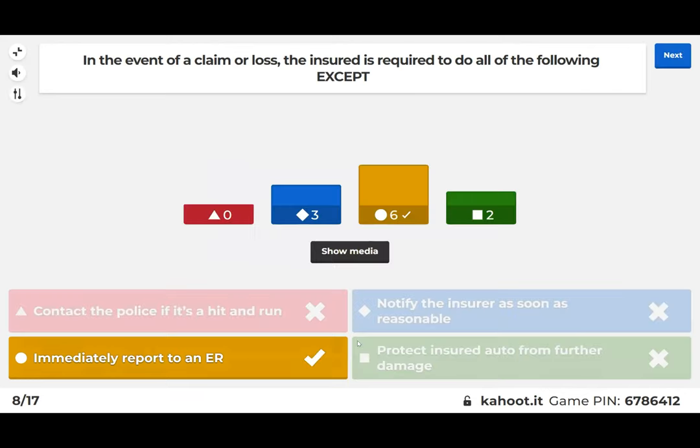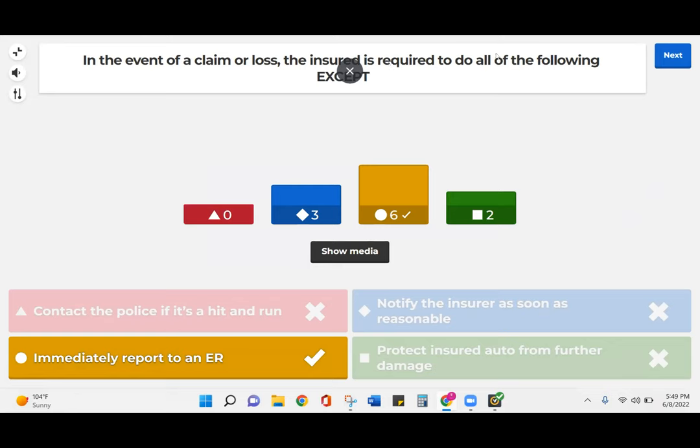You do not need to immediately report to the ER. In the event of a claim or loss, you're required to do the following. If your car is stolen, are you even hurt? No. So you do not need to report to the ER. You do need to contact the police if it's a hit and run. You do need to tell the insurance company as soon as possible. And you do need to protect the property from further damage.